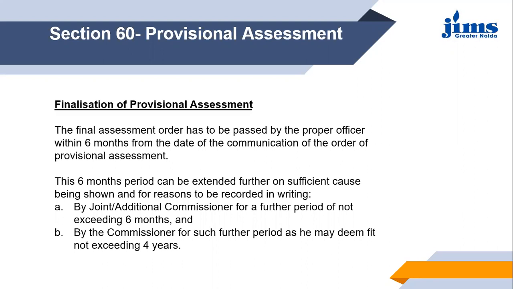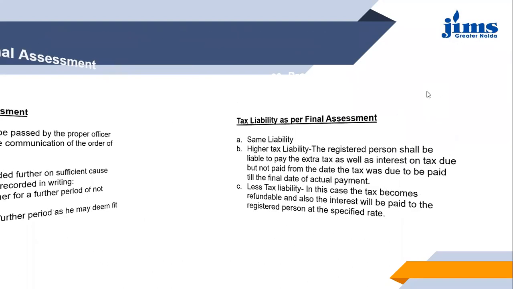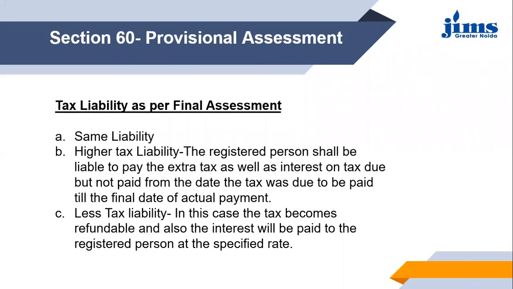Then, once the final assessment has been done, comes the tax adjustment. Tax adjustment here means that whatever the tax liability is as per the final assessment, the adjustment needs to be done accordingly. There can be three situations here. First is the same tax liability, which means the calculation done under the provisional assessment is the same in the final assessment also.